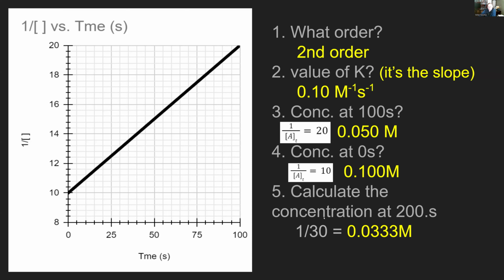How did I get this 1 over 30 stuff? Well, what I did is I noticed that it went from 10 up to 20 in 100 seconds. And since it's a straight line, it's going to keep being a straight line, which means it's going to increase in the next 100 seconds, going up to 200 seconds. It's going to increase by another 10, which means it's going to go up to 30. So I was able to just extrapolate by looking at the graph and estimating what it's going to be beyond to be able to solve for the 1 over 30. And the 1 over 30 would be 0.0333 molarity.